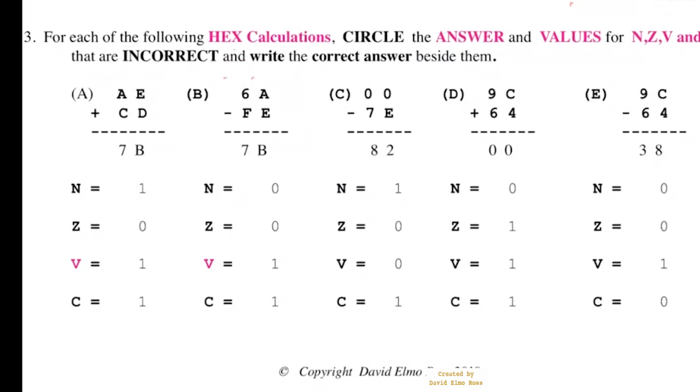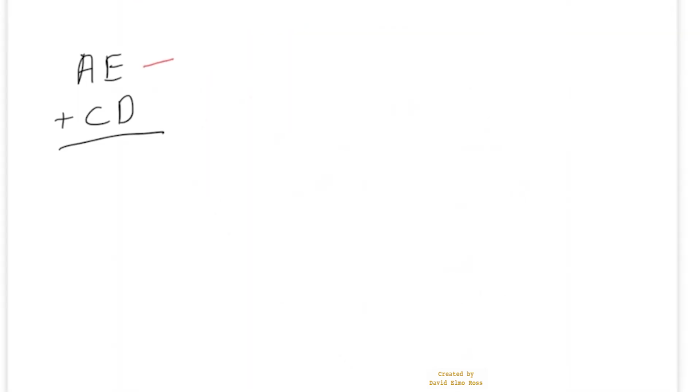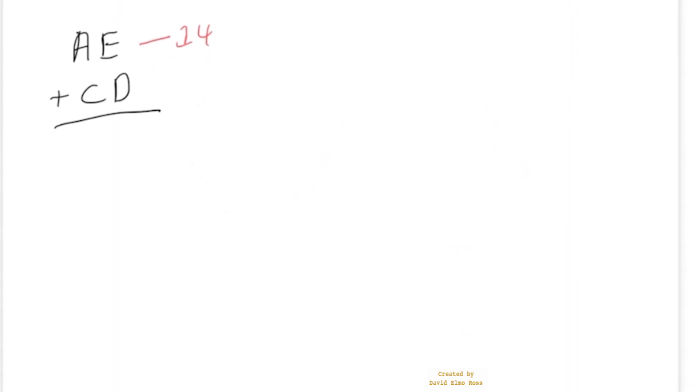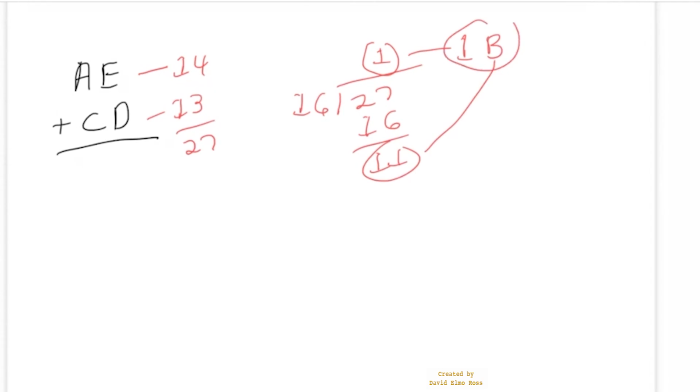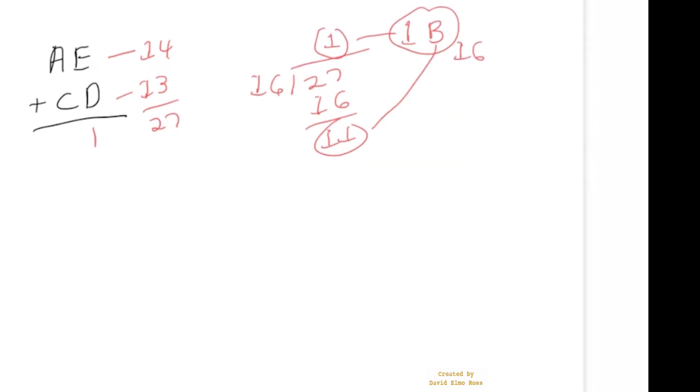And we're going to take a look at N, Z, V, and C. Now we've done this very briefly, but let's take a look at it again. I'm going to add AE plus CD. E, if you want to do this, A, B, C, D, E is 10, 11, 12, 13, 14 in decimal. D is A, B, C, D, 10, 11, 12, 13. So we add these and we get 27. To convert 27 into base 16, it goes 1, 16, we get a 1, 1. So our answer again is 1B, base 16. Now the B goes here and the 1 is carried to the next column. So it's not difficult to do these.